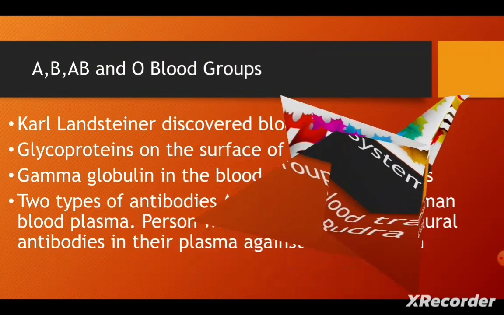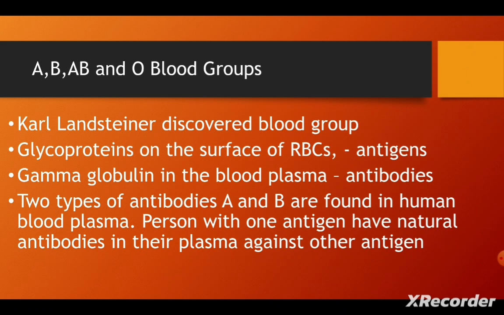Our topic starts with A, B, AB and O blood groups. Who discovered these blood groups? Firstly, it was discovered by Carl Landsteiner. Carl Landsteiner discovered our blood groups.